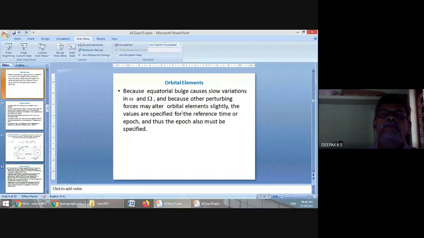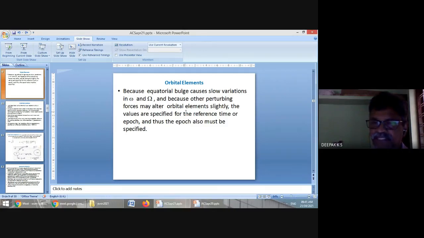Now, because there is a bulge at the equator, Earth is not spherical, and it causes slow variations in the small omega and capital omega. So even if we define this, it is based on a spherical Earth. There is an equatorial bulge, and other perturbing forces may alter the orbital elements. So you can say only that at a specific time epoch, you can specify the orbital elements.